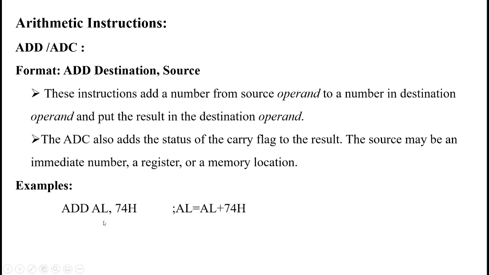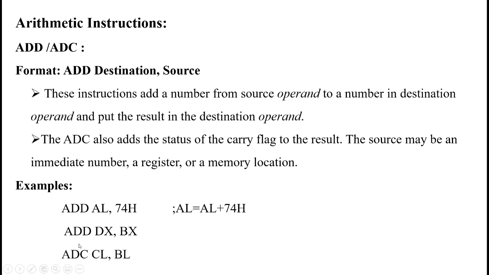If you see the examples, ADD AL comma 74H. What happens? Here 74H is an immediate data. That data will be added with AL register value and result will be stored in AL. You can see here AL equals AL plus 74H. Then in 16-bit example, ADD DX comma BX. The BX value will be added with DX and result will be stored in DX.